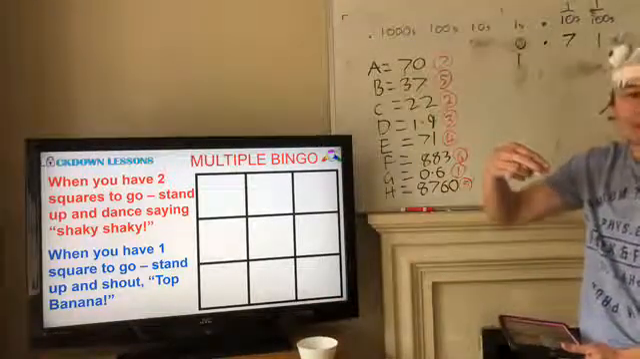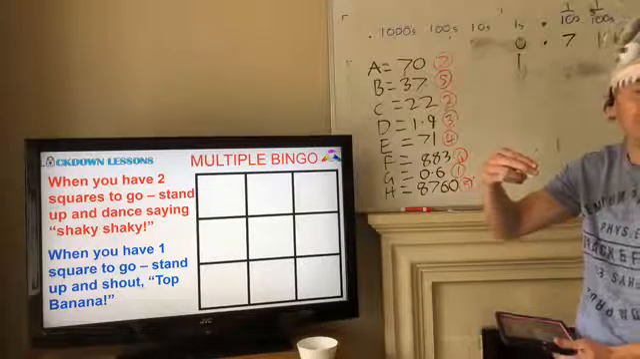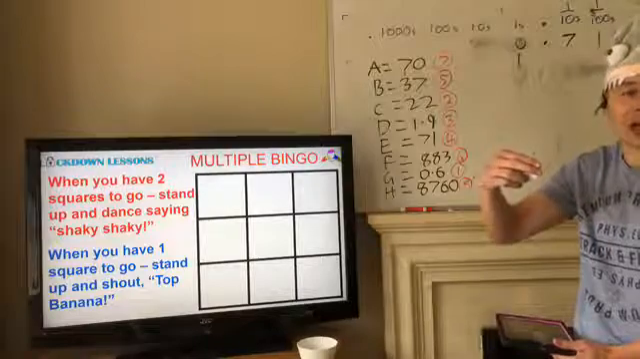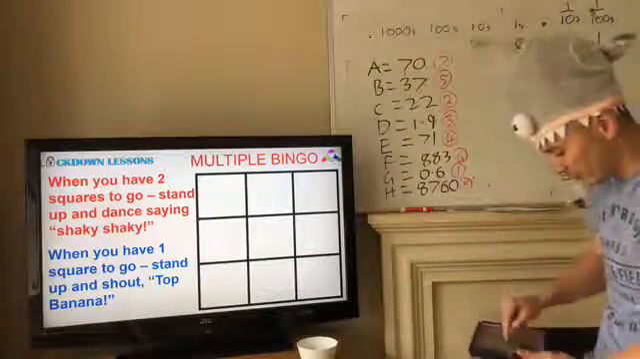9 times 7. No one likes a 9. Start with your 10s and work backwards if you need to. Think what 10 sevens are. Work backwards to 9 sevens. But you need to memorise these. 9 times 7.